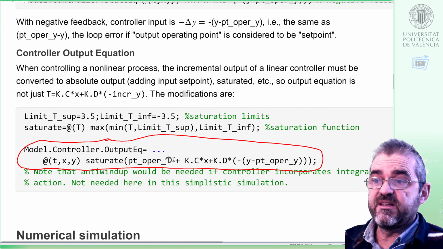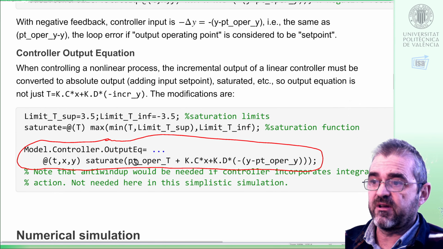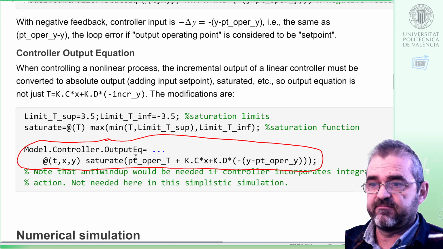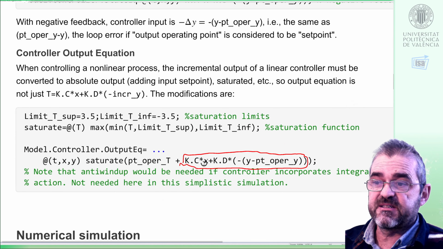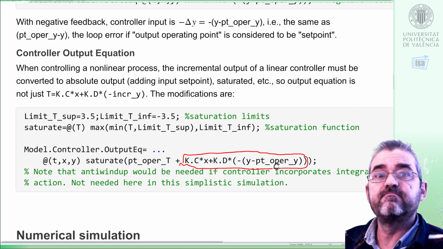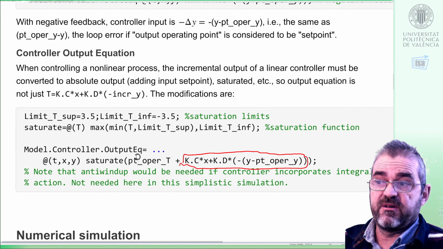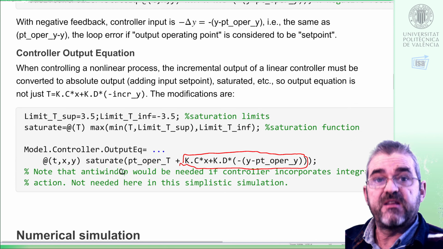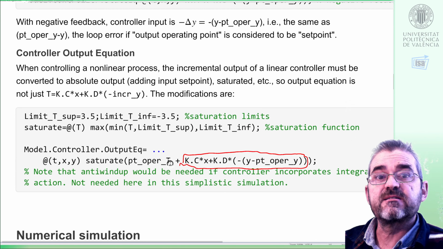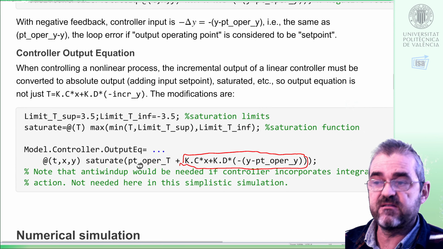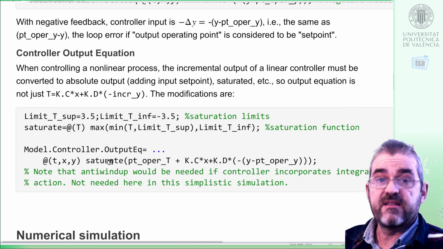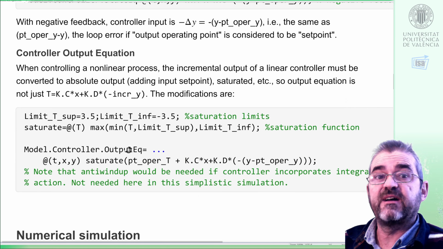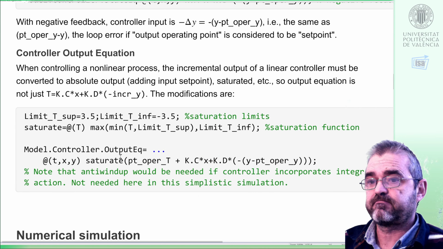So we end up with this way to encode the output equation with saturation, in which we have the linear part, Cx plus D input, and then we add the operating point of the torque. In this case it's 0, but in a generic case it can be anything, so we add it to have it in absolute non-incremental value of torque, and afterwards we saturate that, and that will be the output actually fed to the process.